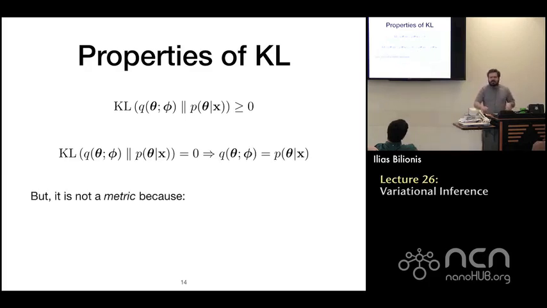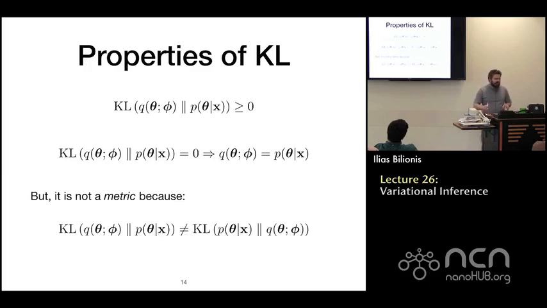But it is not a metric in the mathematical sense because it is not symmetric. If you swap the two, you don't get the same result. Now, of course, if one of them is 0, the other one is going to be 0. But it's not the same thing. The information loss going from this to that is not the same as the information loss going from that to that. It's a little bit different.